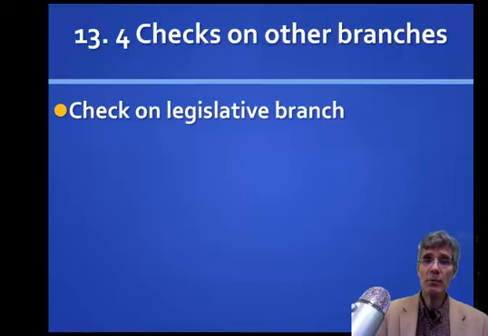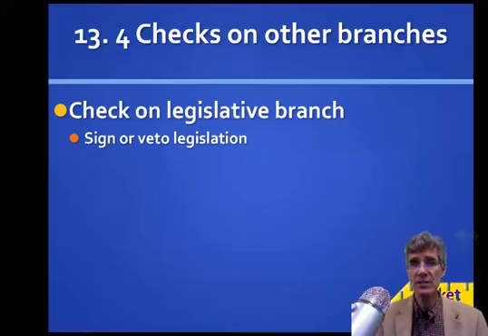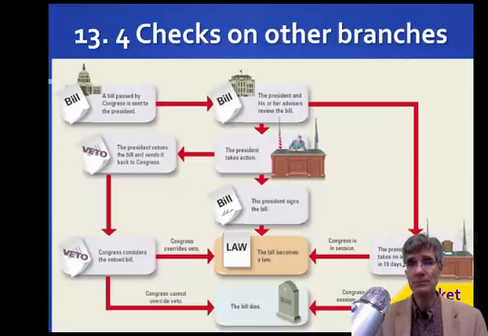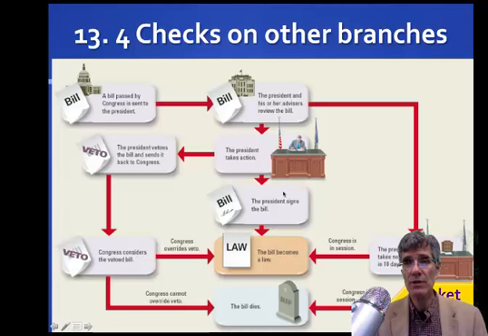As far as checks on the other branches, we've just talked about them. The check on the legislative branch is that he can sign or veto legislation. So notice here, here's a bill passed by Congress. It goes to the president. So the president has to take an action. If he signs the bill, it becomes a law. So there's where the president and Congress work together. But if he doesn't sign the bill, it goes back to Congress. They can then override the veto, and it becomes law.